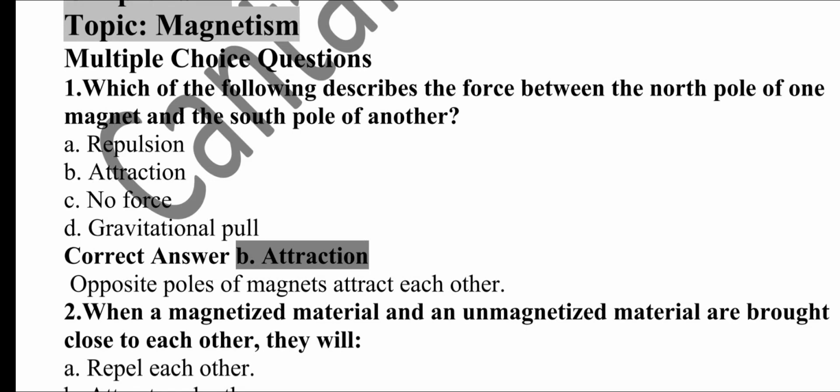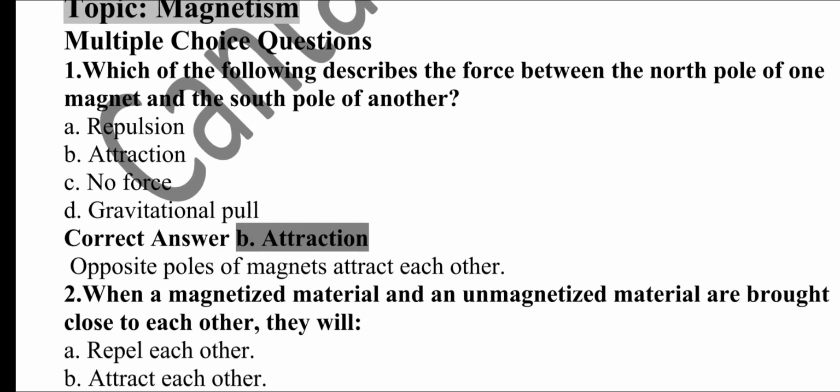Which of the following describes the force between the north pole of one magnet and the south pole of another? Option A repulsion, option B attraction, option C no force, option D gravitational pull. So the correct option is option B, attraction. Opposite poles of magnets attract each other.